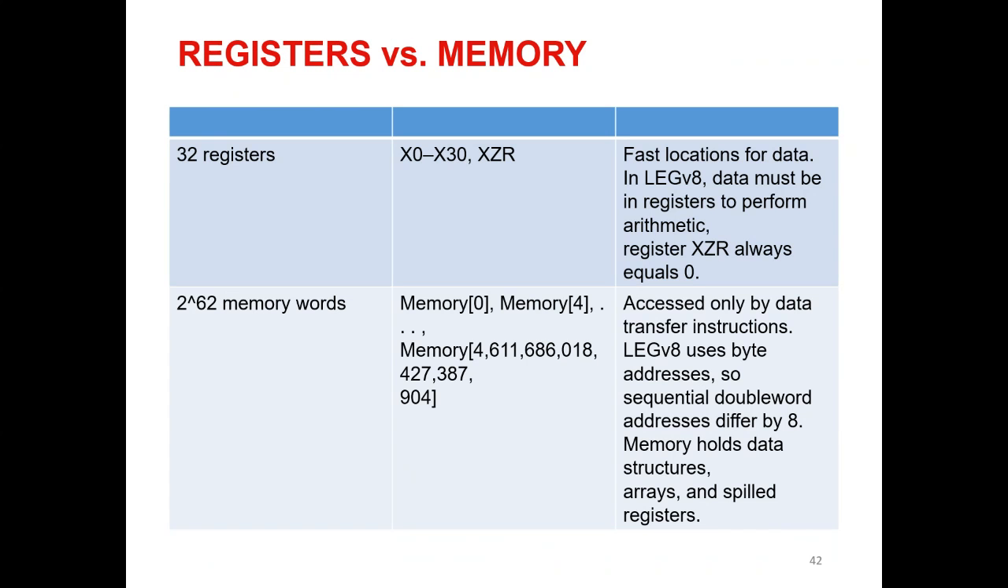I have told you that in LEGv8 we have 32 registers from X0 to X30, and then X31 is also referred to as XZR, which is always the number 0. In terms of memory, we have this number of memory words. Remember, I have told you also what a word is. If we consider that my memory is like an array, we will have this number of words, okay?